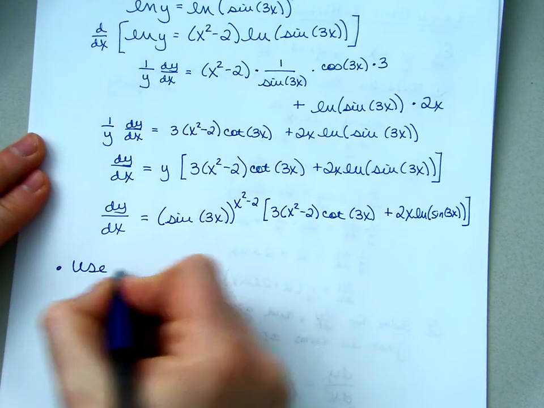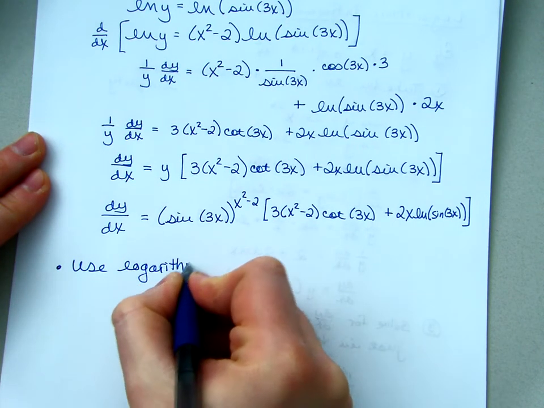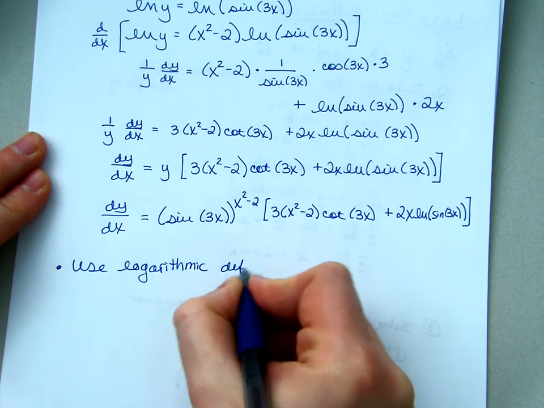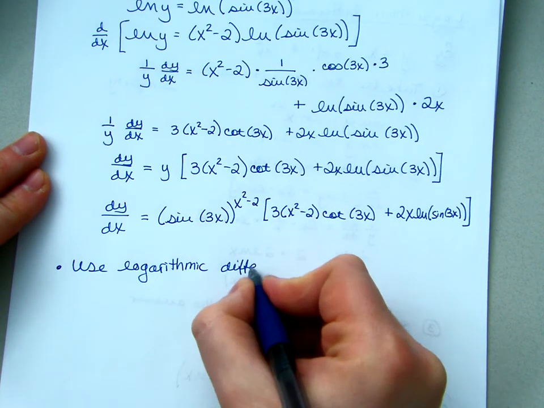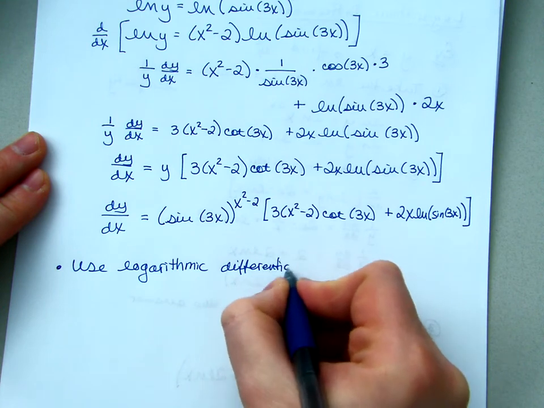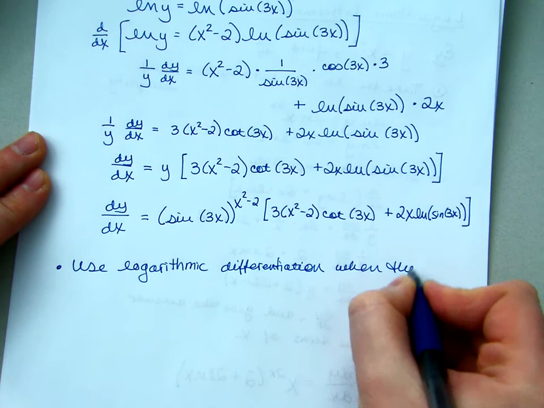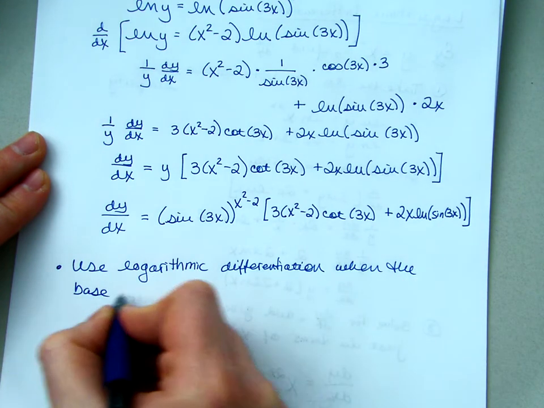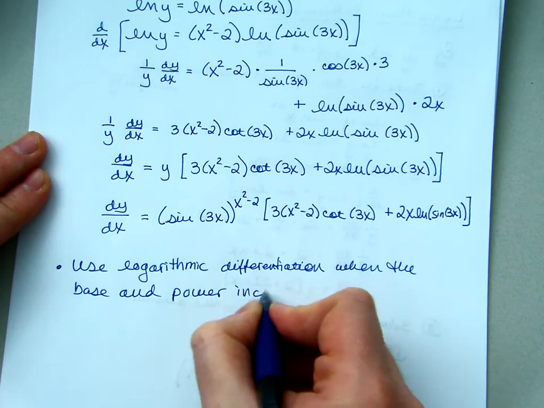We are going to use this method. Use logarithmic differentiation when the base and power include variables.